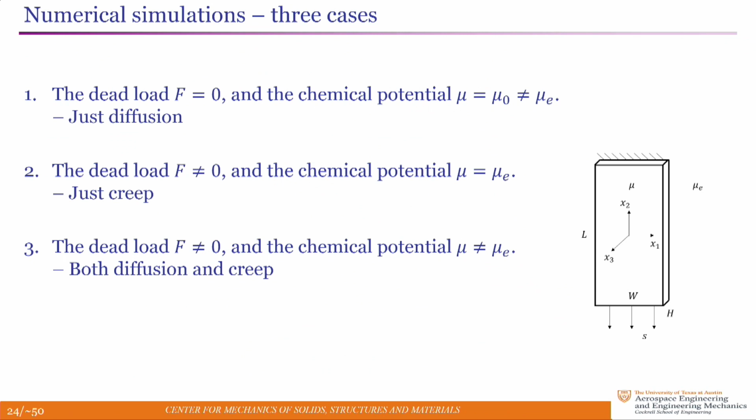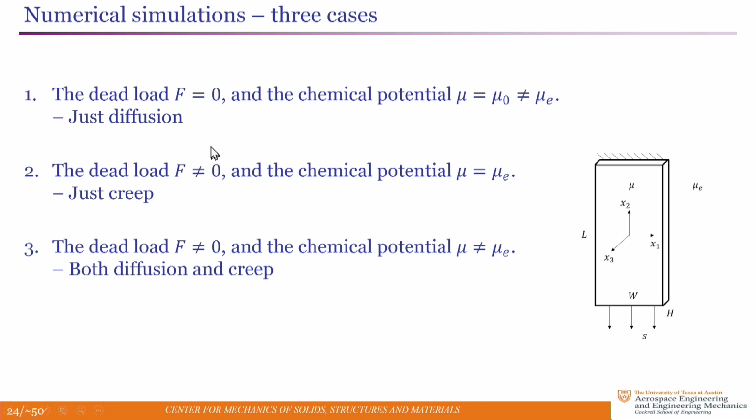So we have a code that has all of these material constants to be calibrated and could be solved for whatever the boundary value problem is. So we did 3 cases. First one is don't apply any load on it, just the diffusion problem. The second one is apply a load but keep the chemical potential constant so that there's no water exchange. It's just a pure creep problem. And finally, the mixture of the two.